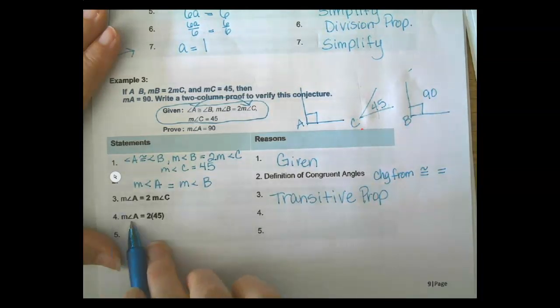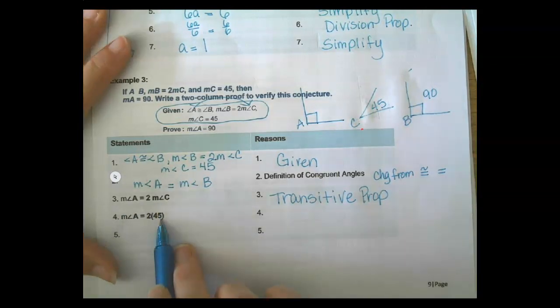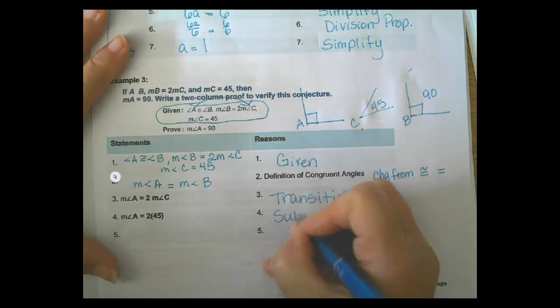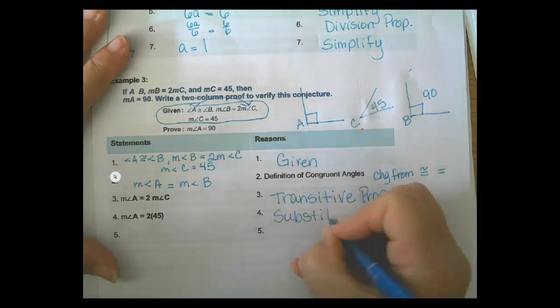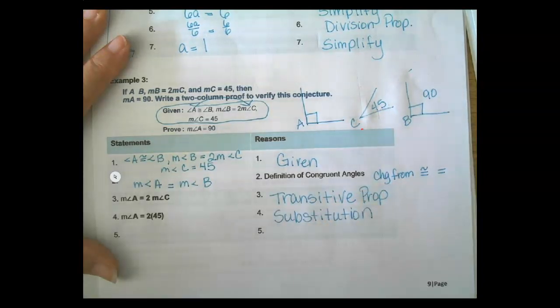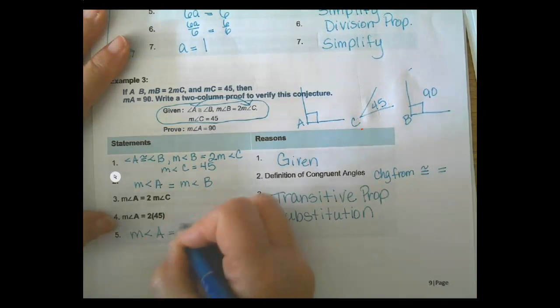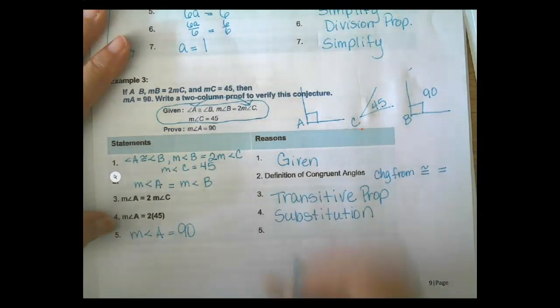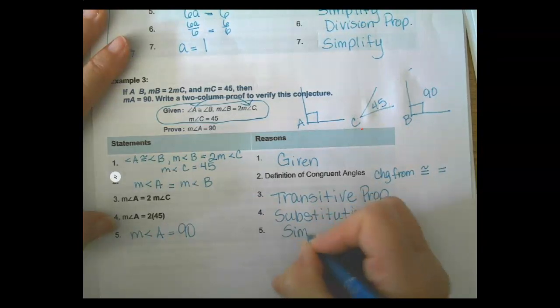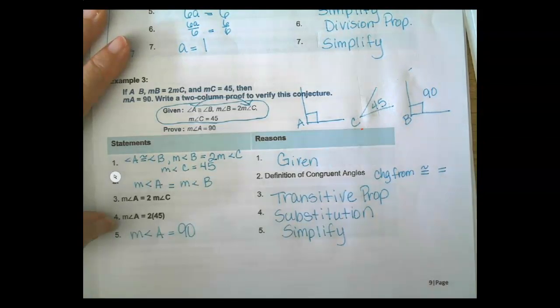Then, since we knew that the measure of angle C is 45, and we stuck 45 in here, that's called substitution. Therefore, the measure of angle A is equal to 90. And that is because we simplified the step above. Hope that makes sense to you.